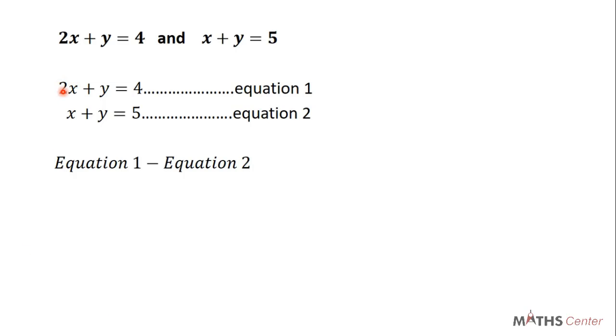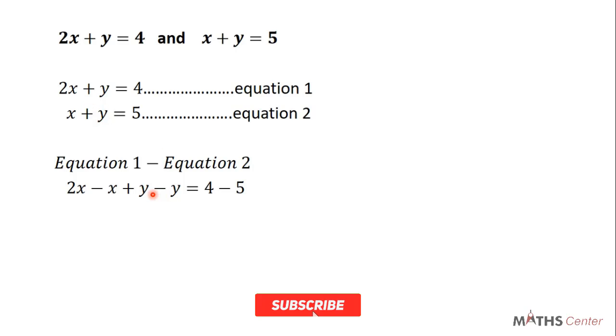We take the first part of equation 1, which is 2x. Then we subtract the first part of equation 2, which is x, from it. So 2x minus x. So we've done the first subtraction. Then you come to the second part. The second part in equation 1 is plus y. We subtract the second part of equation 2 from it, so minus y. I hope that is clear.